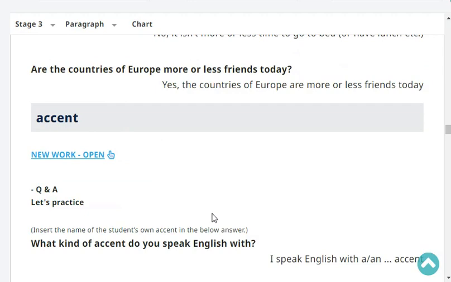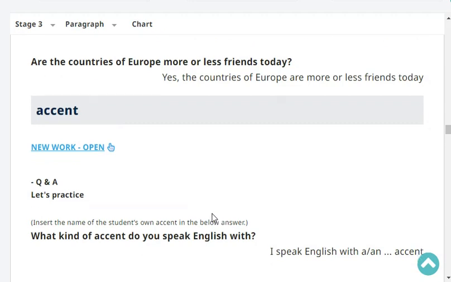Okay. Are the countries of Europe more or less friends today? Yes or no? No, the countries of Europe are not more or less friends today. Very good.